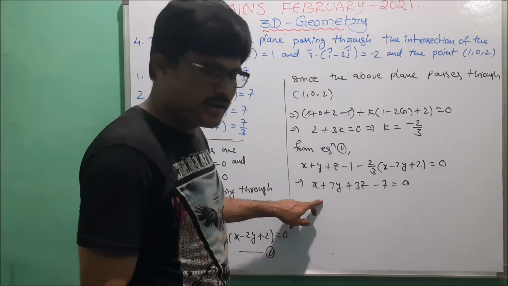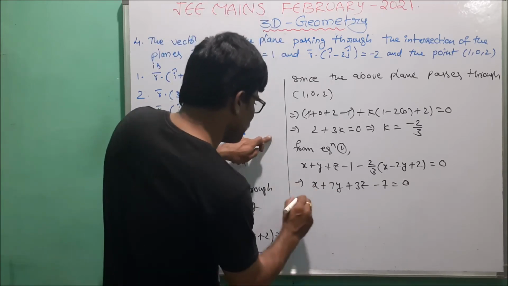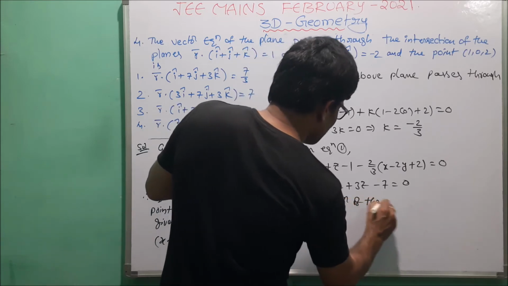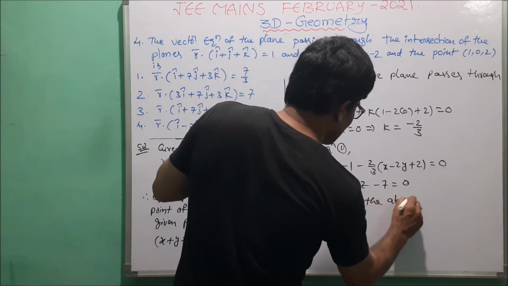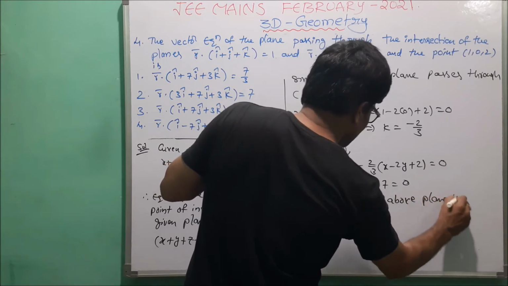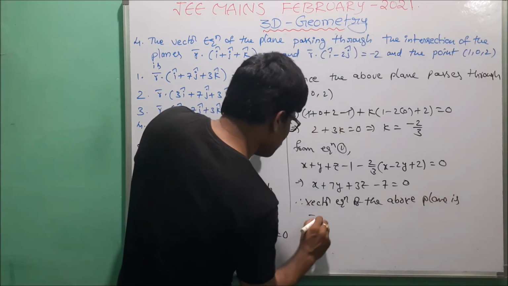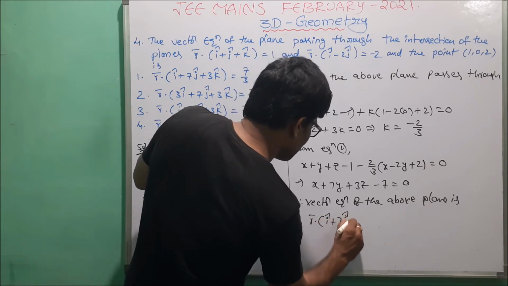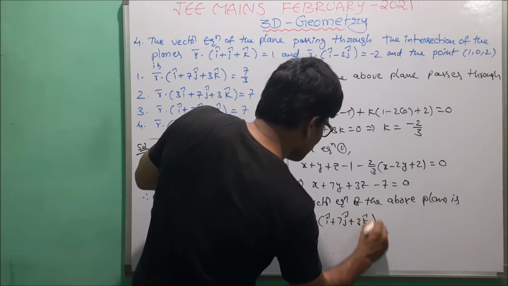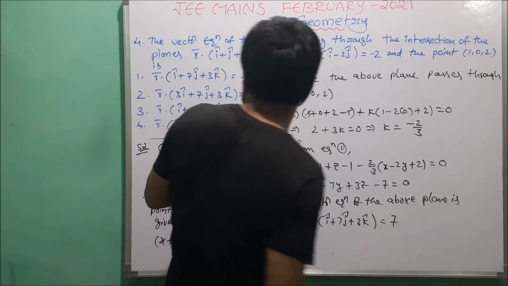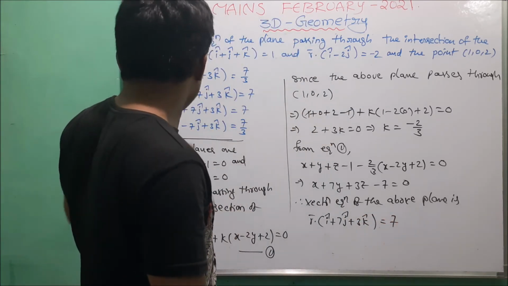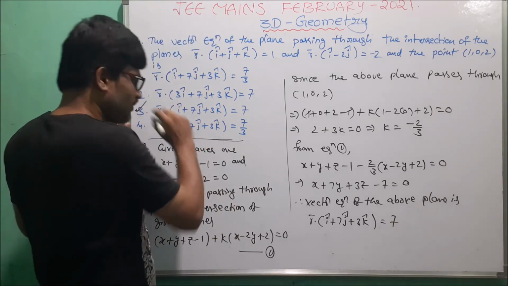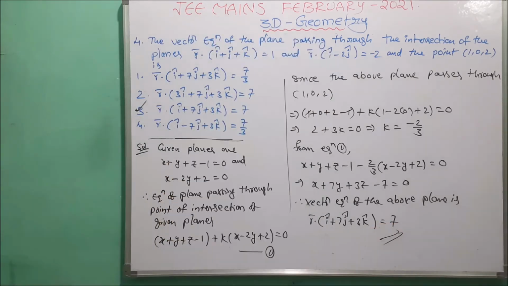Now from this it can be converted to the vector equation. The vector equation of the above plane is r bar dot (i cap plus 7j cap plus 3k cap) equals 7. So r bar dot (i plus 7j plus 3k) equals 7. So the third option is the right answer. So this is the direct question.